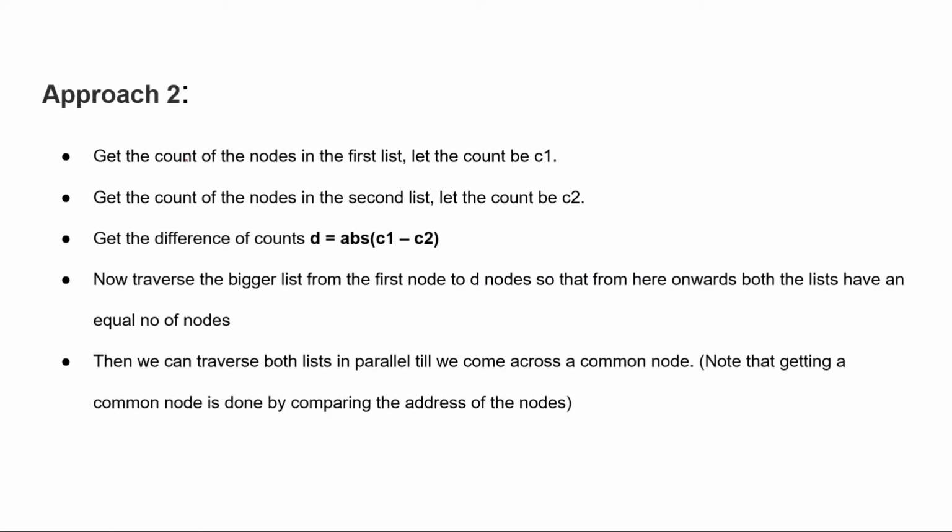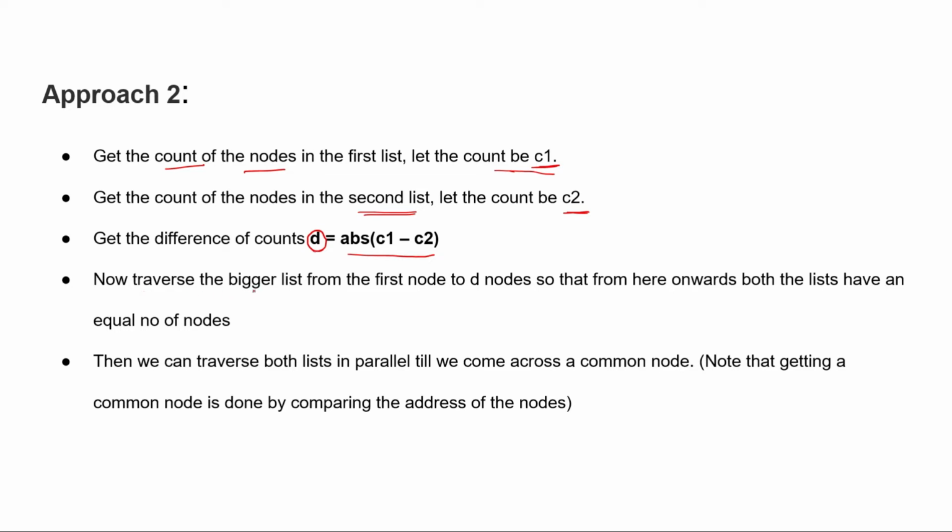So this is our second approach. You can see we have linked list 1 and linked list 2. First we count the number of elements present in linked list 1, so that will be C1. Then we count the number of elements present in the second linked list, so that will be C2. Then we take the absolute difference, which is D.